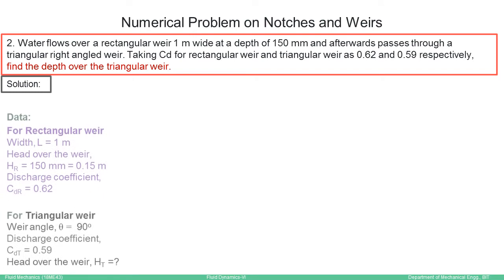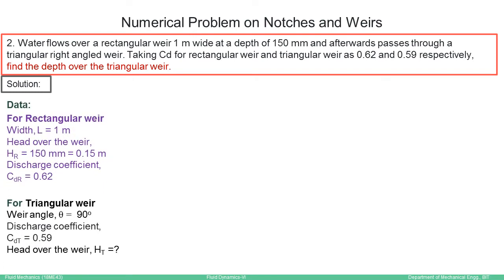So let us list out the data to make it clear. L and H for the rectangular weir are given and CD is given. So from the first case we can find out clearly what is the discharge, but for the second case we use the same discharge, since the same flows over the next one, the triangular weir. We have the data for that as theta is equal to 90 degree, discharge coefficient 0.59. So we have to find out what is the head over the weir for the triangular notch.